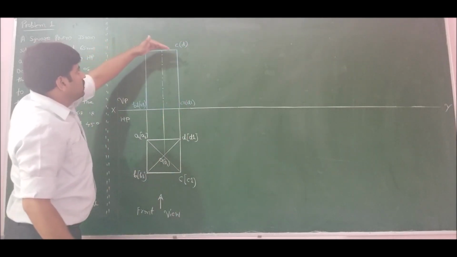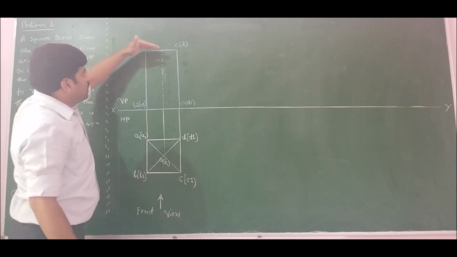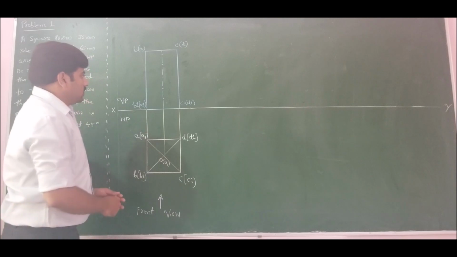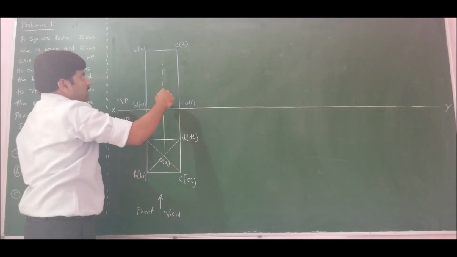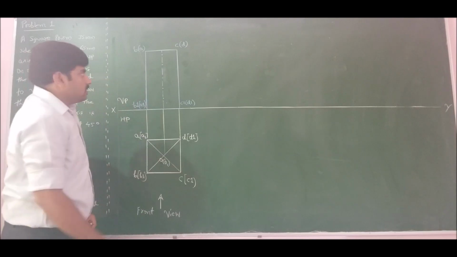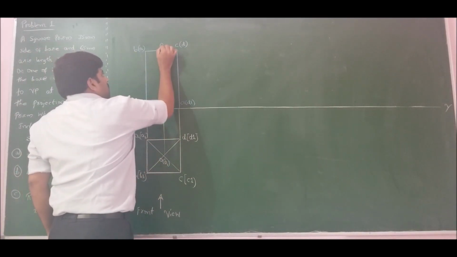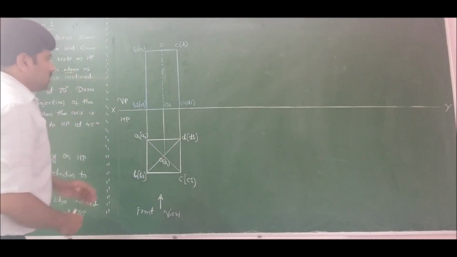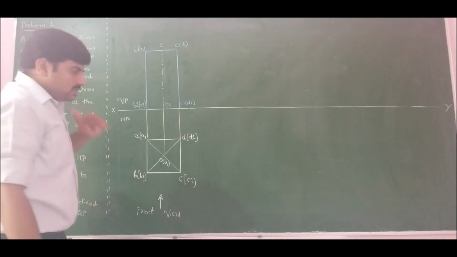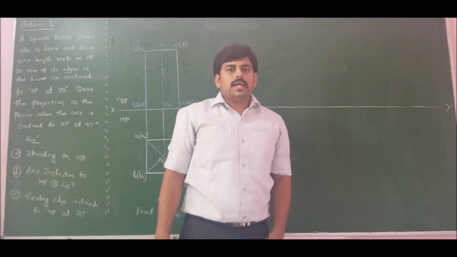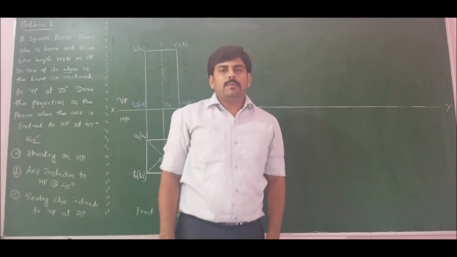Apexes are marked without suffix 1, whereas base corners are marked with suffix 1. And the axis is marked with a discontinued line with dots in between. Let us mark top as O and bottom as O1. So this is the first position of the square prism resting on HP. We make it stand on HP without inclining to any planes.